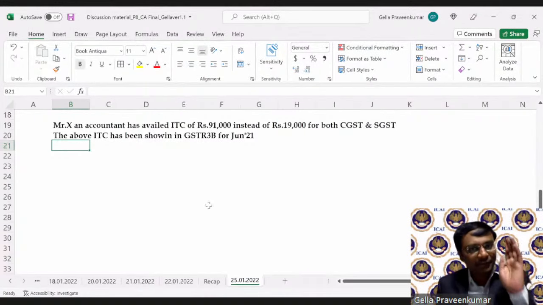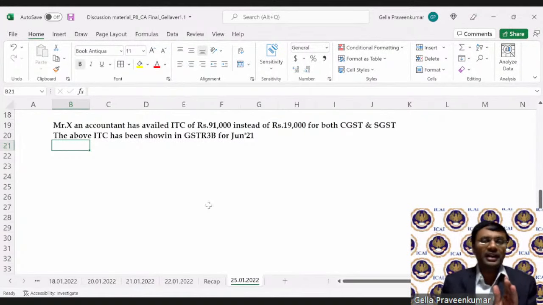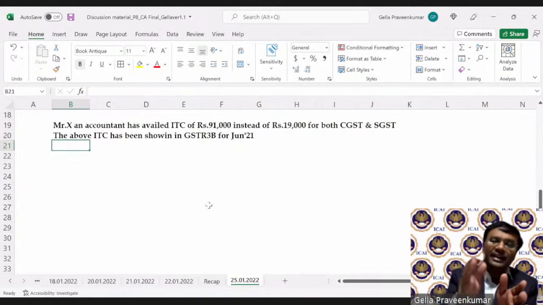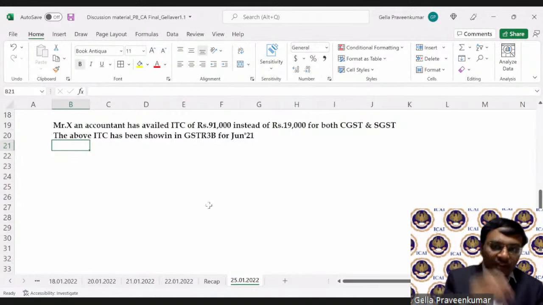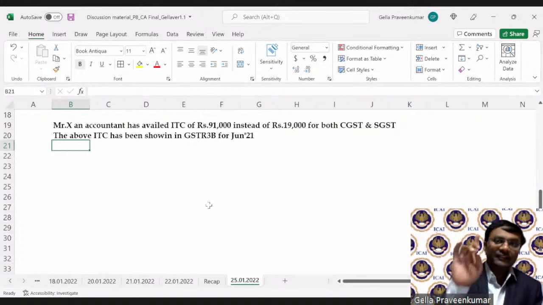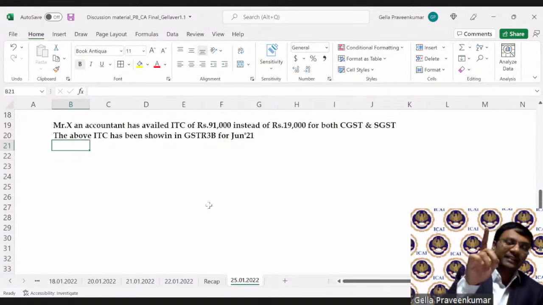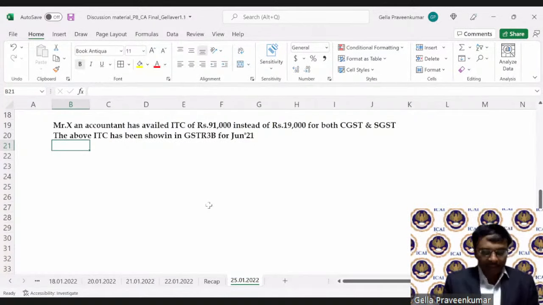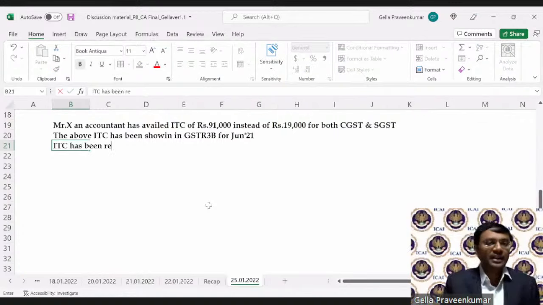Is there a fraud? If I say it is a fraud, my 19,000, I would have accounted as 85,000. I could have accounted as 68,000. I haven't done that. 19 was entered as 91. Now, to prove that it is not a fraud, I'm going to say that ITC has been reversed in July 21, having noted the error.